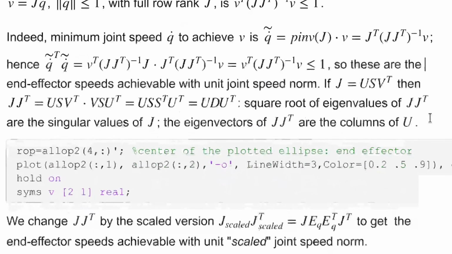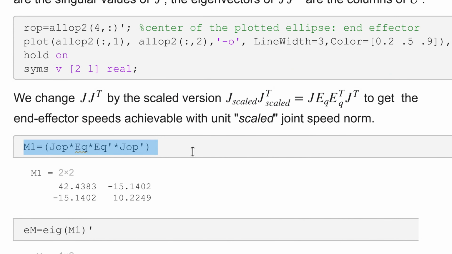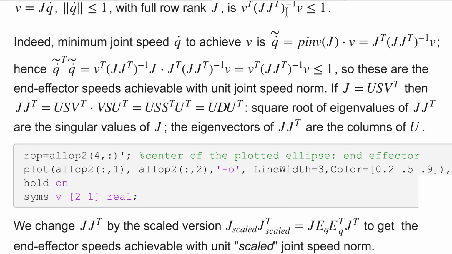The line to plot it is just changing the Jacobian to the scaled Jacobian. Then we have this matrix, which is the one there in the middle. So v transposed, this M1 inverted, v must be less than 1.